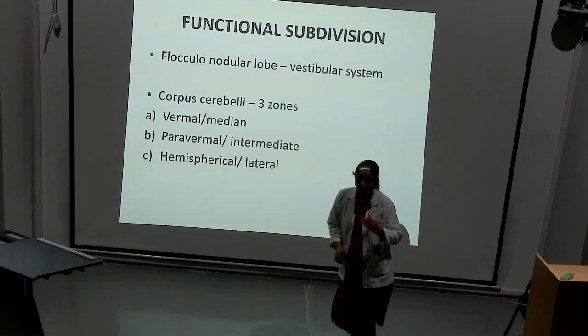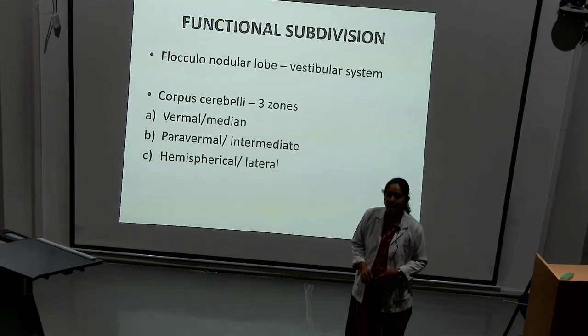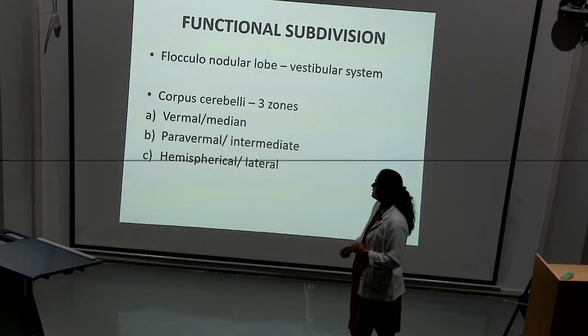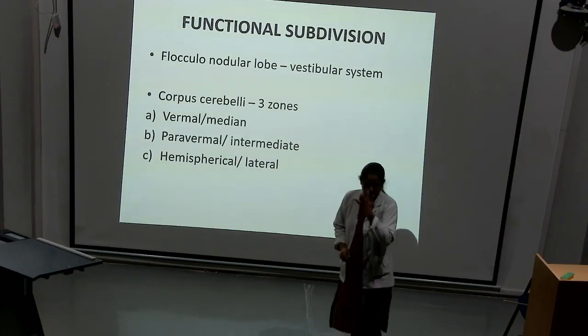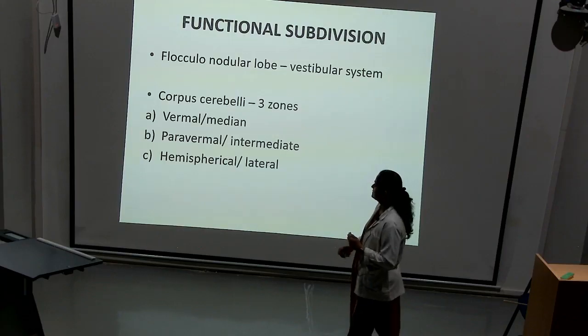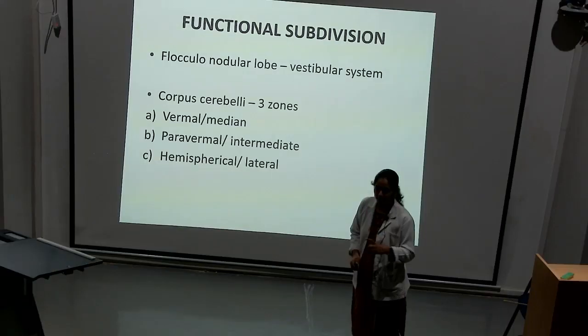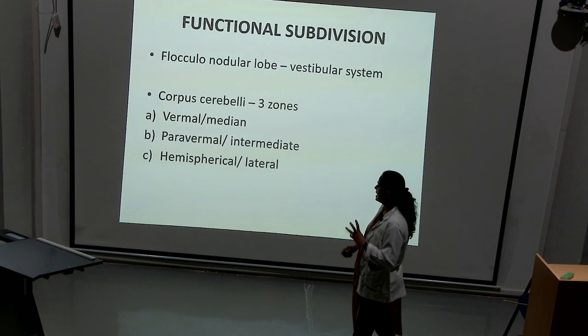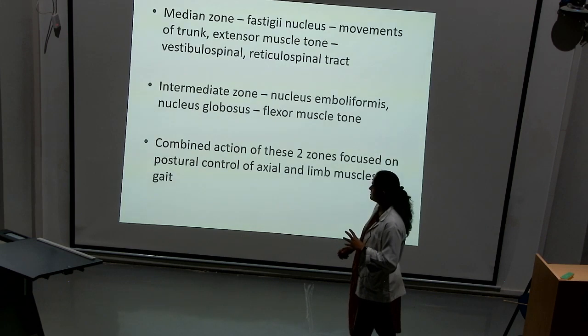The flocculonodular lobe, which represents the archicerebellum, is concerned with the vestibular system. The rest of it is called the corpus cerebelli and is divided into three zones: the median zone or the vermal zone, a paramedian or the intermediate zone, and the hemispherical or the lateral zone.